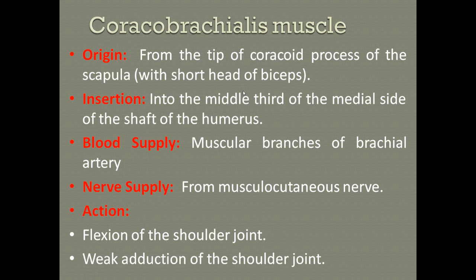Now we will see the coracobrachialis muscle. It takes origin from the tip of the coracoid process of the scapula and inserts into the middle third of the medial side of the shaft of the humerus. The muscular branch of the brachial artery supplies the blood, and the musculocutaneous nerve innervates the coracobrachialis muscle. What is the action of the coracobrachialis muscle? It produces flexion of the shoulder joint and weak adduction of the shoulder joint. So these are the origin, insertion, blood supply, nerve supply, and action of the coracobrachialis muscle.